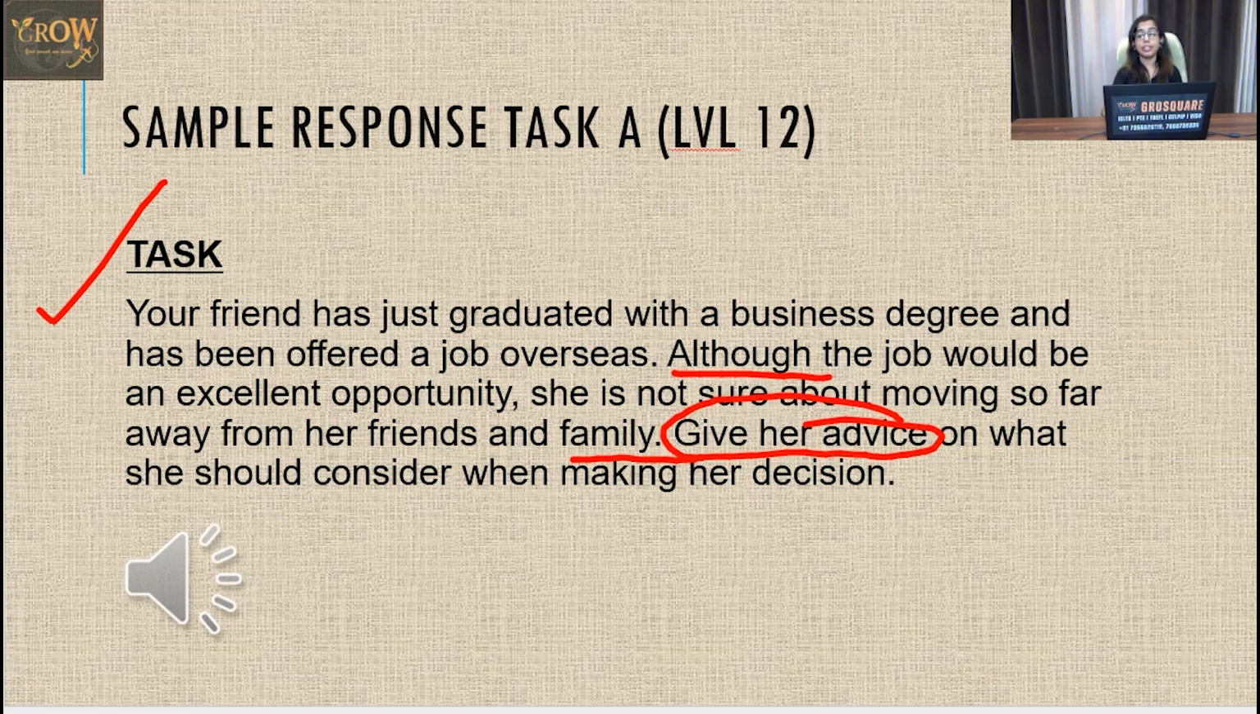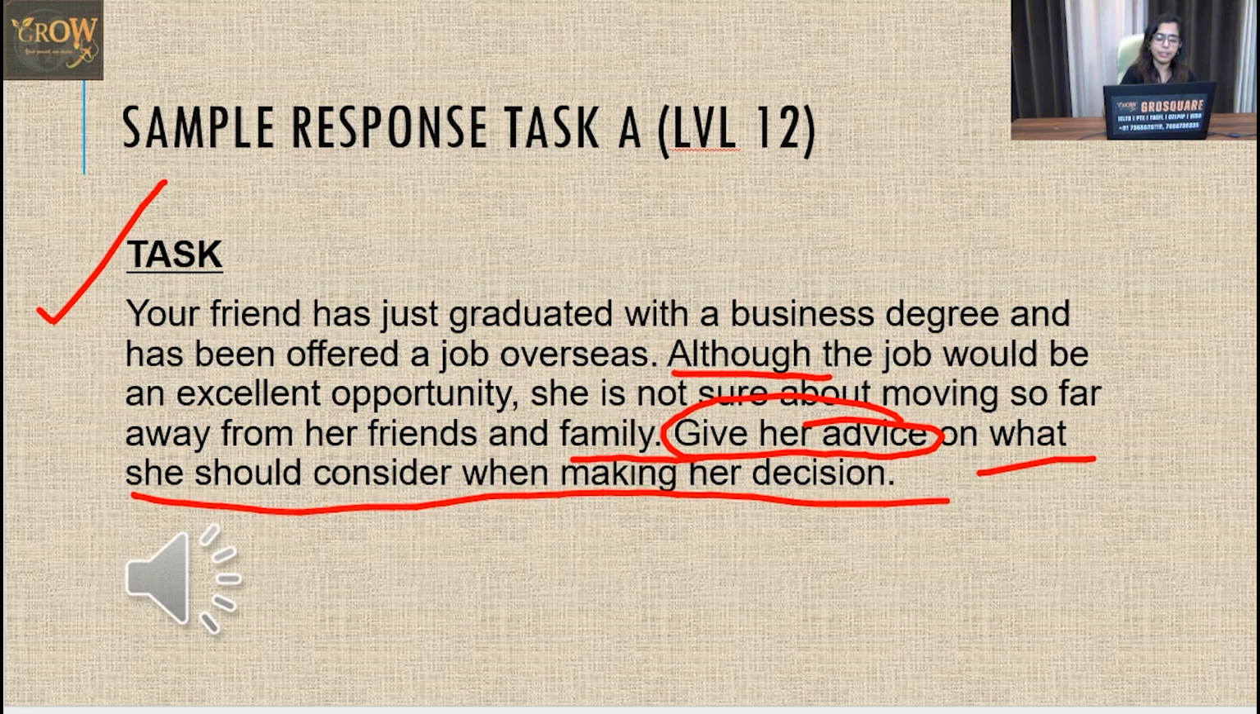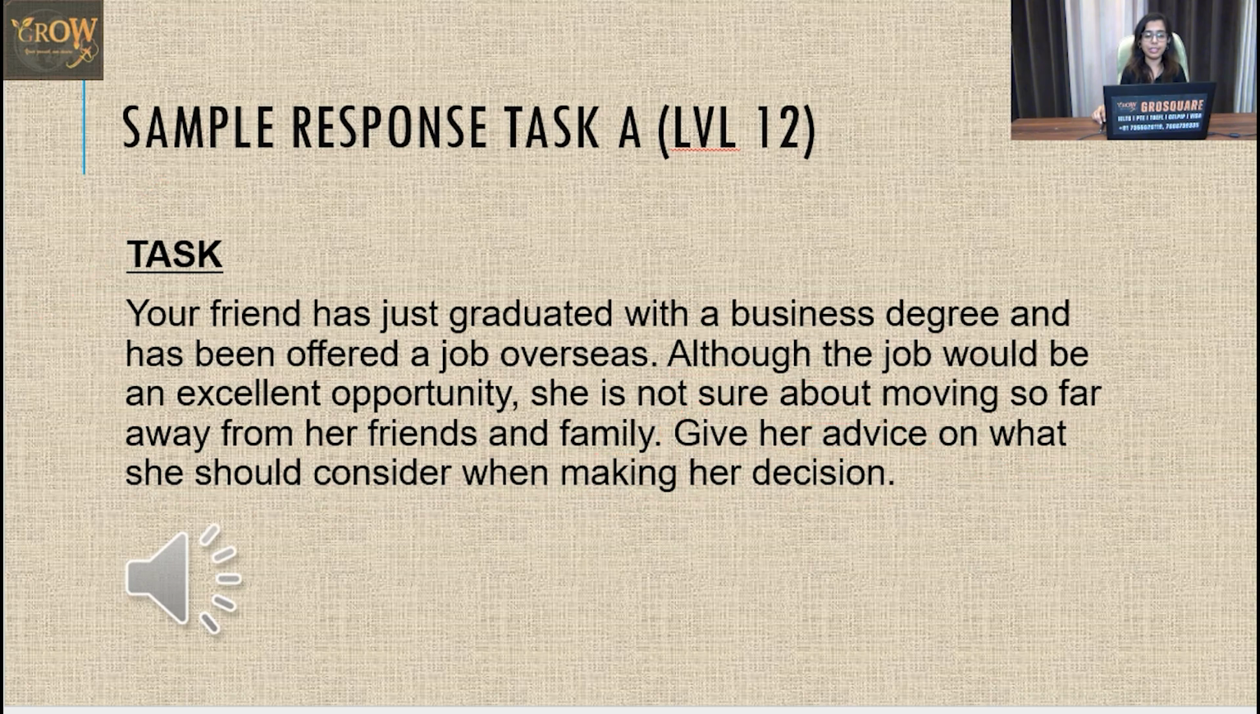Then what type does it come under? This comes under task 1, giving advice, right? On what she should consider when making her decision. That means your friend has graduated with a business degree and she has been offered a job overseas. It's an excellent opportunity, seriously, but she's not sure about moving. Why? Because she has to go away from her friends and family. So you have to give your advice to her.